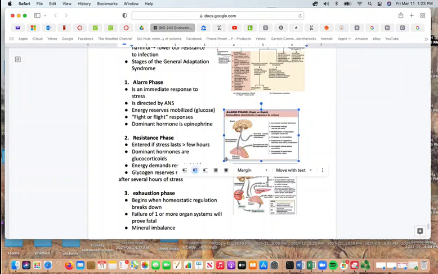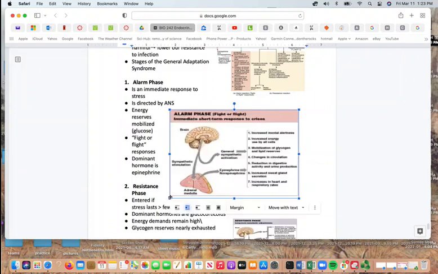Each of these pictures shows immediate effects with the alarm phase in here: mental alertness, energy used by the cells, mobilizing the glycogen and lipid stores, changing circulation, reducing digestion, increasing sweat, and changes in the heart and respiratory system.